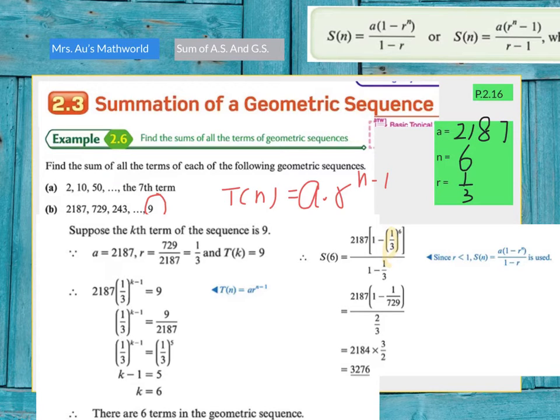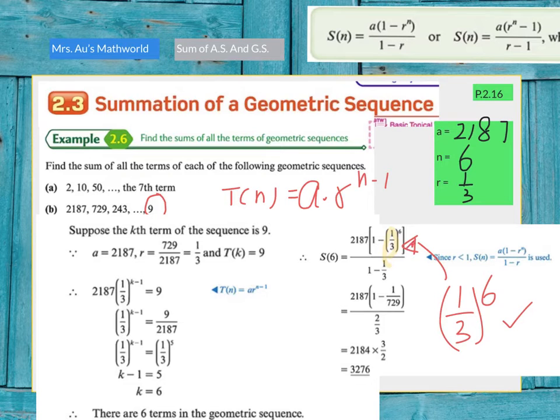Okay, common mistakes. Some people will write something like this. You see, this is obviously not correct. If you want to make it correct, then you have to add the bracket for this one.